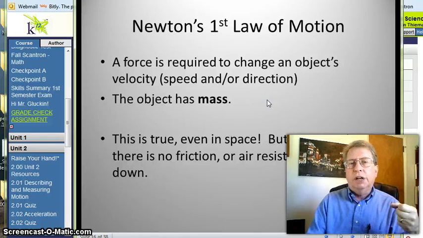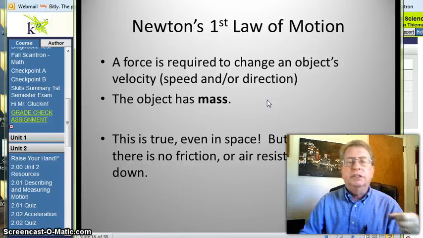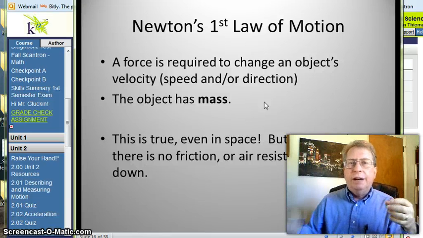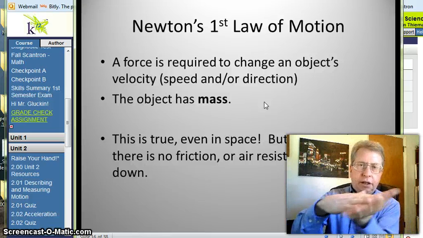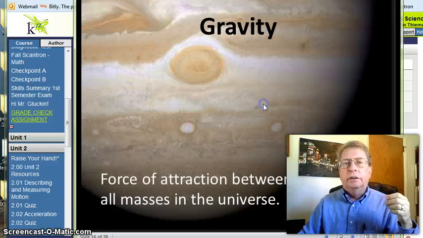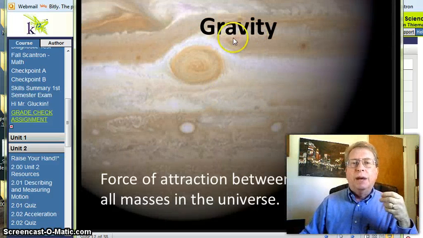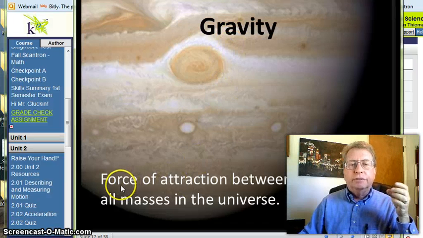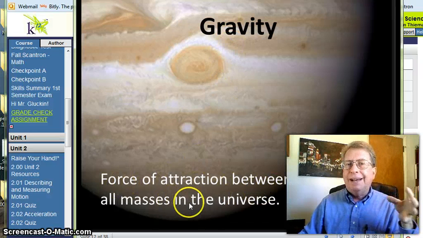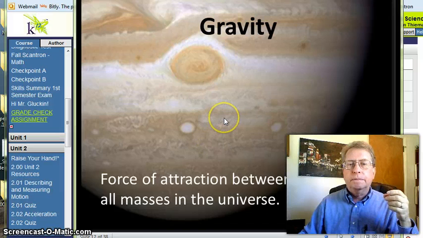Unless there's another force on it. There's gravitational forces and so on out in space. But there's no air resistance, there's no gravity to drag it down along the ground. So here's a definition for you to write in your notes. Gravity is the force of attraction between all masses in the universe.